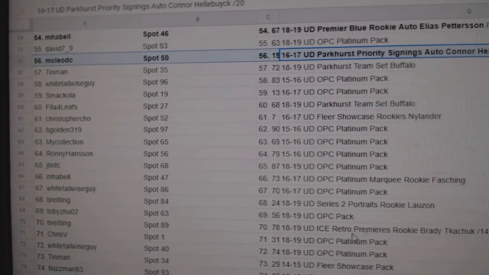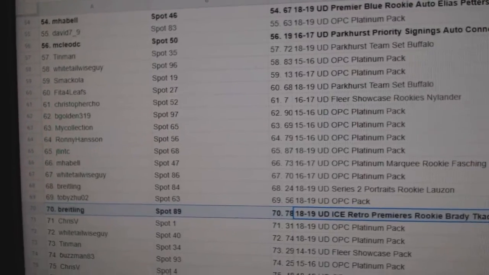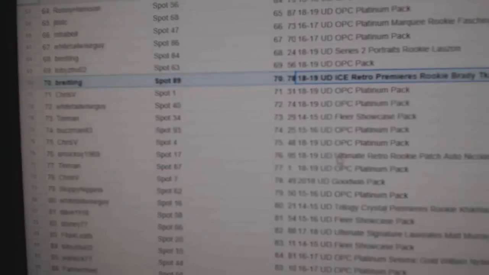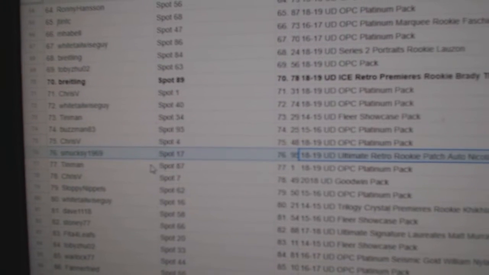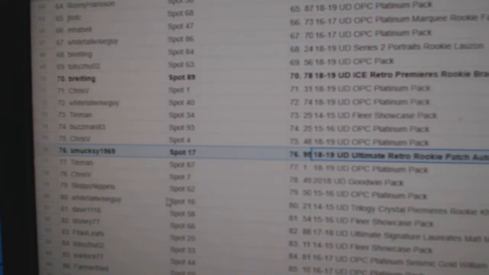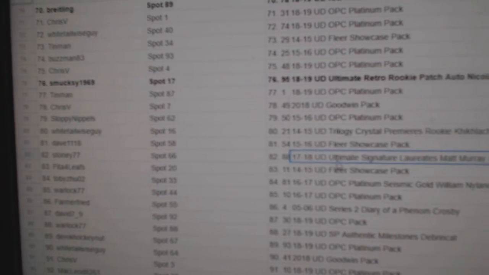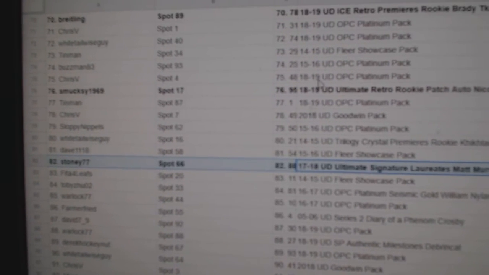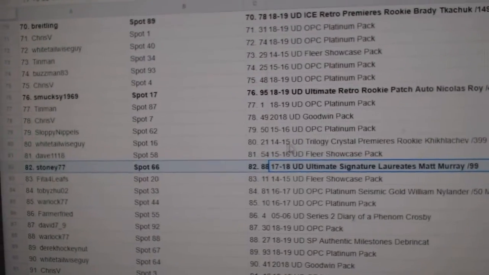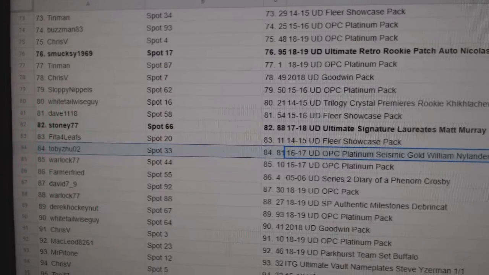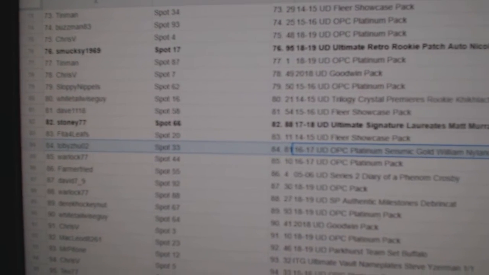Congrats. The retro Brady Tkachuk goes to Breitling. The retro rookie patch auto goes to Smuxy 1969. The Matt Murray goes to Stoney 77. The Nylander MNT 95 gold out of 50 goes to Toby.